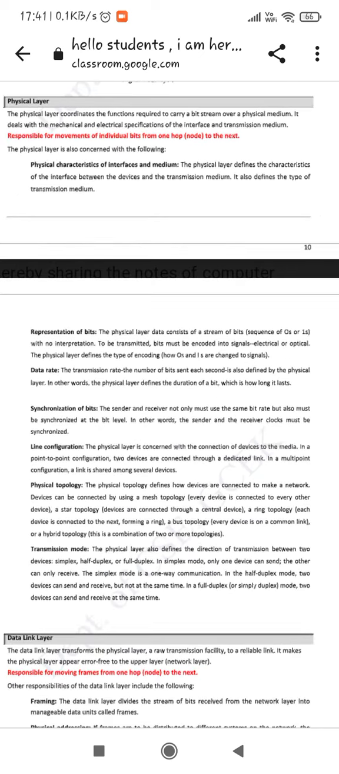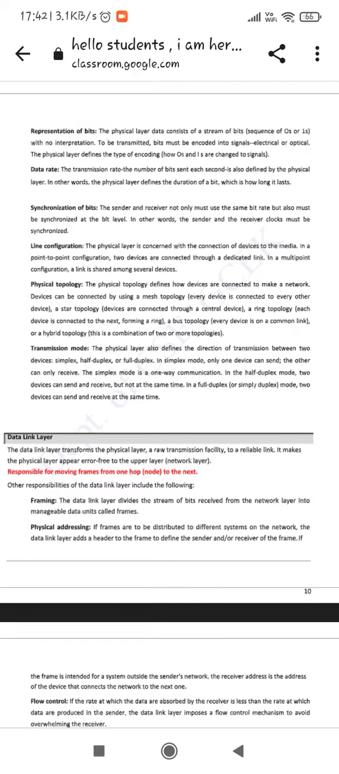So the physical layer coordinates the functions required to carry a bit stream over a physical medium. It deals with the mechanical and electrical specifications of the architecture and transmission medium, responsible for the movement of individual bits from one hop or node to the next. A physical layer is also concerned with the following: the physical characteristics of interfaces and media. The physical layer defines the characteristics of the interface between the devices and the transmission medium. It also defines the type of the transmission medium, and the representation of bits.